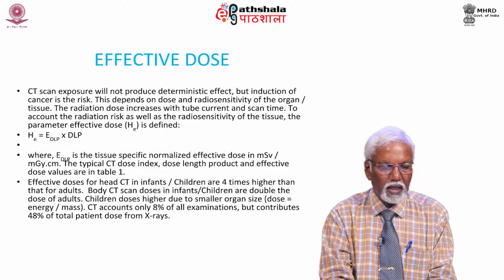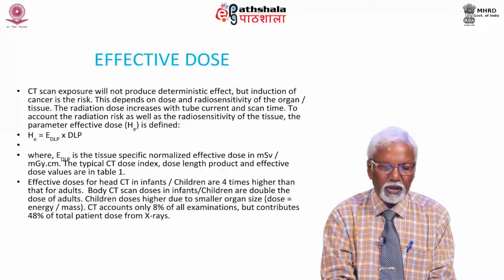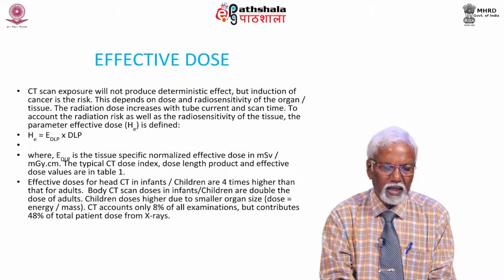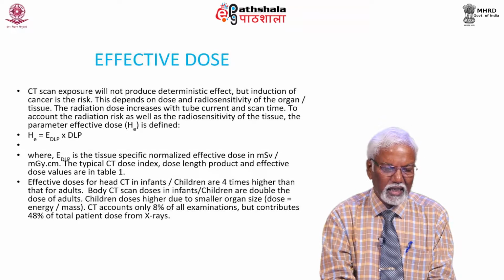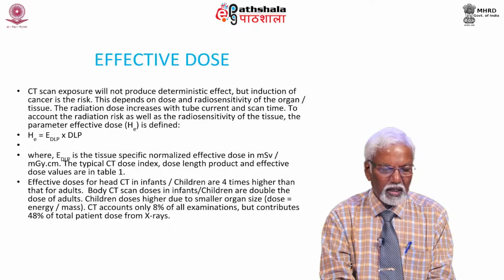Effective dose. CT scan exposure will not produce a deterministic effect, but the induction of cancer is the risk. This depends on the dose and radio sensitivity of the organ or tissue. The radiation dose increases with the tube current and scan time. To account for the radiation risk as well as the radio sensitivity of the tissue, a parameter effective dose is defined. The effective dose, that is H sub E equals E_DLP times DLP, where E_DLP is a tissue specific normalized effective dose in millisievert per milligray centimeter.